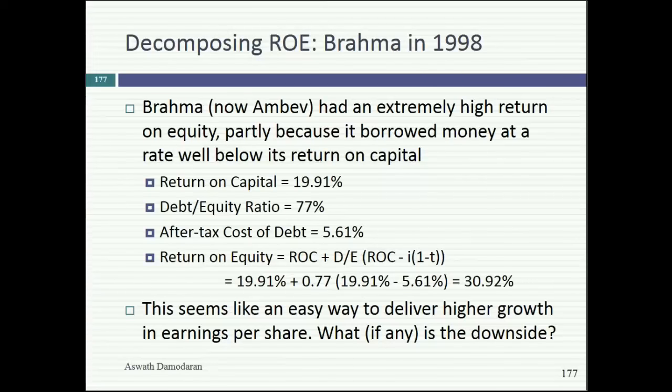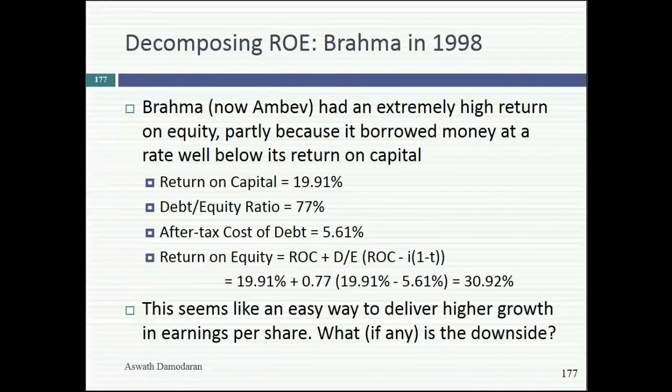See that first term, 19.91%? That came from looking at the return on capital, which has nothing to do with debt. So basically, they had pretty good projects, 19.9%. But if they'd used only equity, their return on equity would have stopped at 19.9%. But in 1999, they were using 77 cents of debt for every dollar of equity. That's a debt-to-equity ratio of 0.77. Their return on capital was about 19.91%, and they were paying after taxes 5.6% on their debt.